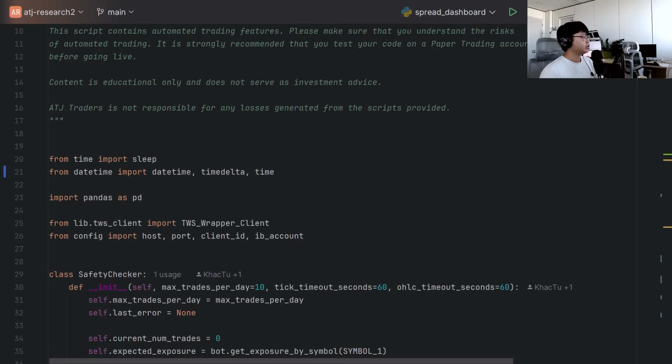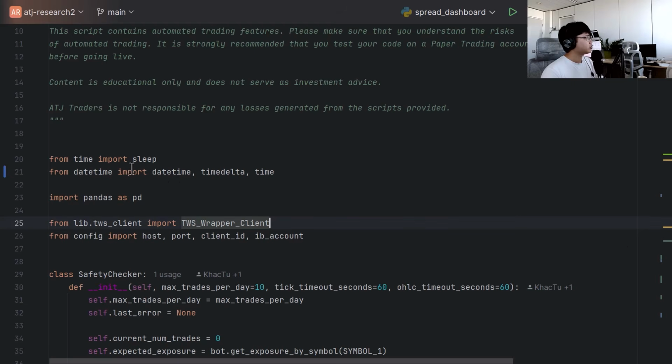I'm going to explain how the trading bot works, line by line. Here we are in our PyCharm IDE, and I'm going to explain how the trading bot was written. And for those of you who are interested in the code, I will upload it on my website, so you can check the description below for the download link.